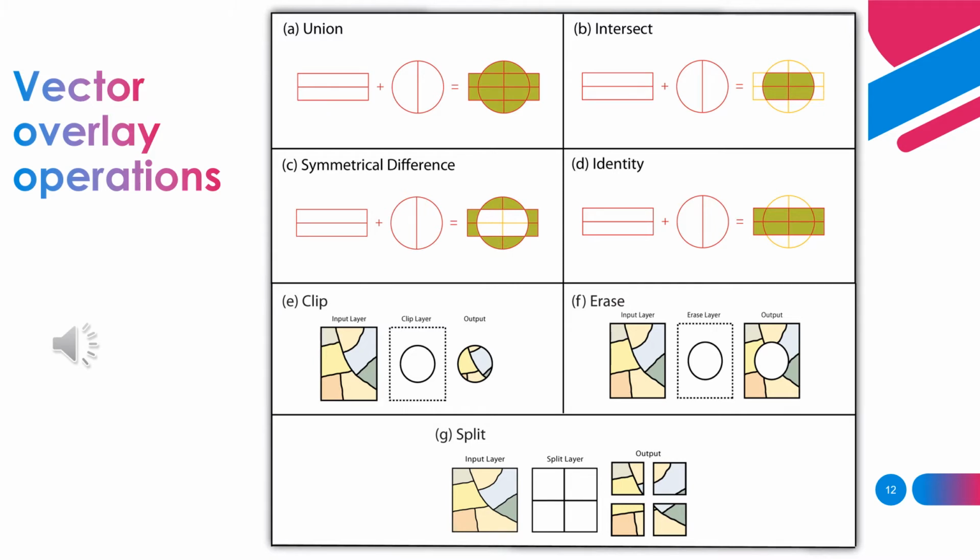And the fifth one is clip. Clip is also called cookie cutter. And erase. Erase is the opposite of clip. And the last one is split. Split is about dividing an input layer into two or more independent layers.